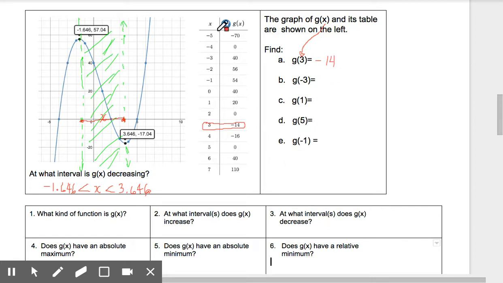g of negative 3, so we look again for negative 3 on the x column, and it's right here. Therefore, g of negative 3 is 40. g of 1, so here's 1. g of 1 is 20. g of 5, so 5 is right here. So we'll put here g of 5 is 0. And g of negative 1, which is up here, is 54.